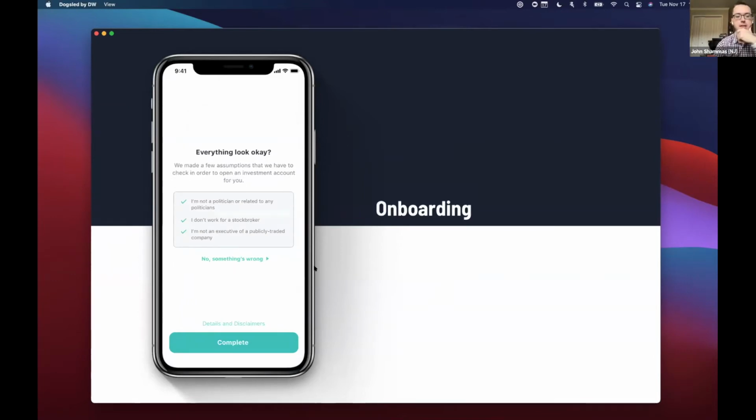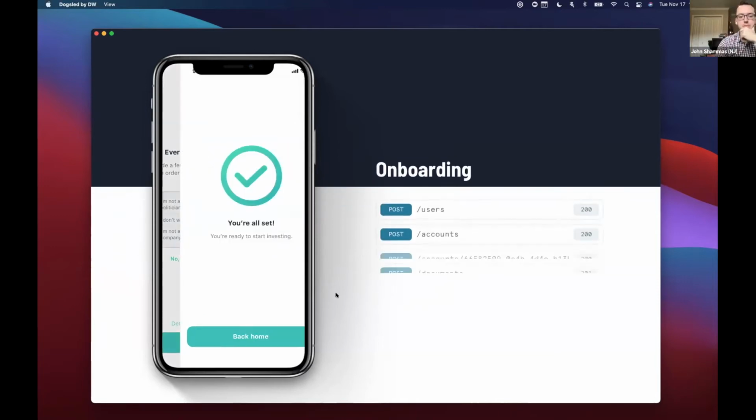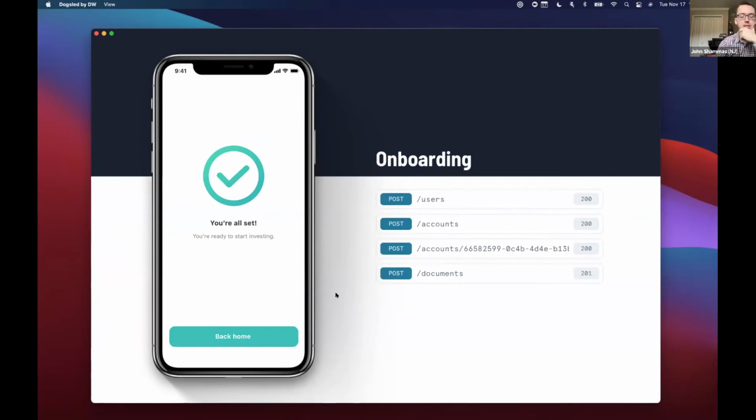And then here's some questions that maybe the bank doesn't have. These are things that you're required to answer if you open a brokerage account in the US, like, do you work for a stockbroker? Are you a politician? So they'll ask me some things like that. But as soon as I hit this complete button, boom, we're done, right? We have a nice green check mark. We're ready to continue with the investing product. And it really is that quick and simple.